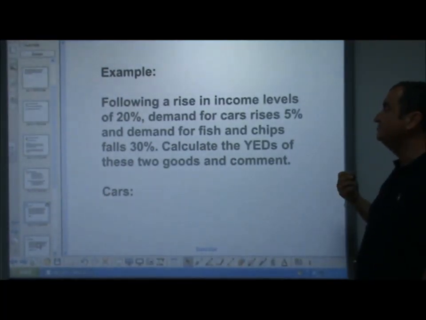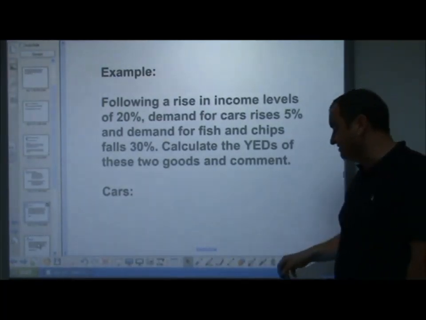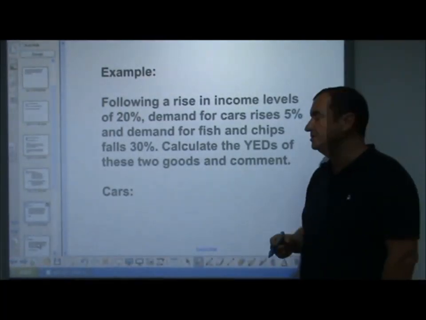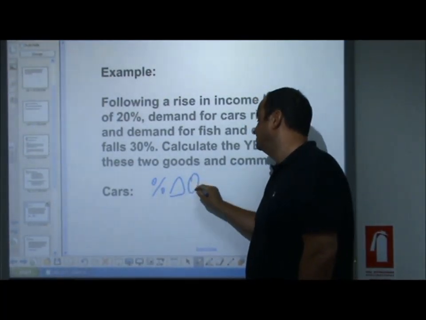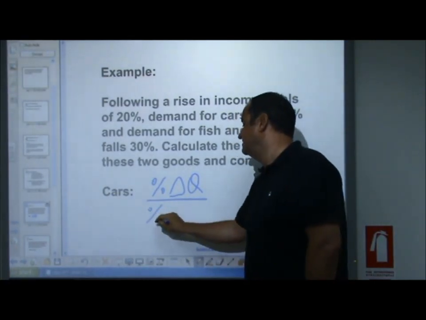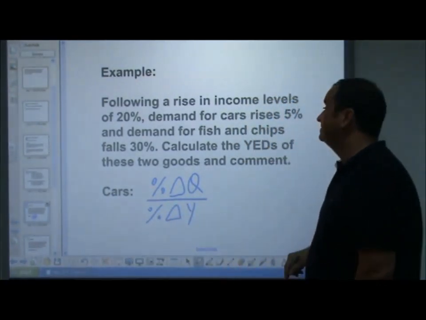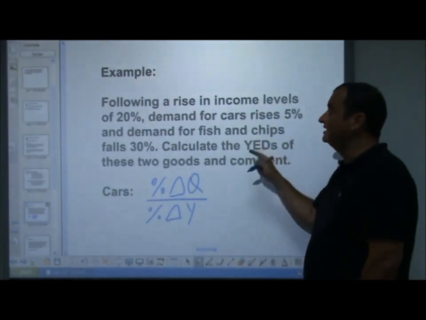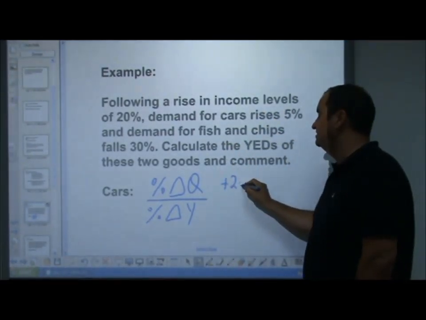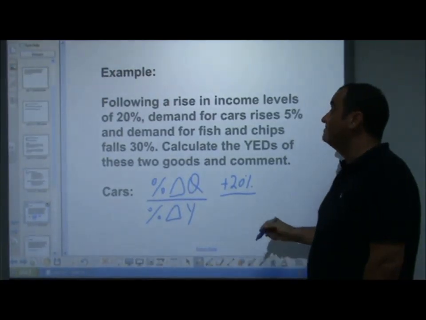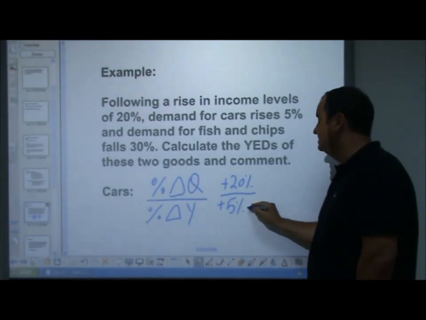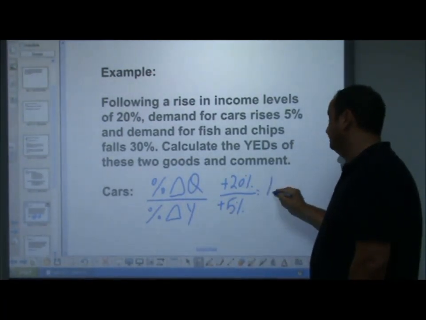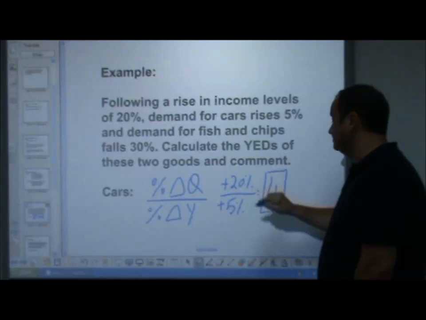We've got income levels rising 20%, and the demand for cars rises 5%. I'm going to use the second equation, which is percent change in quantity over percent change in income. Now, percent change of quantity is a rise in income levels of 20%. So plus 20% divided by the demand for cars rises 5%, plus 5%, which equals, of course, 4. The YED value is 4.